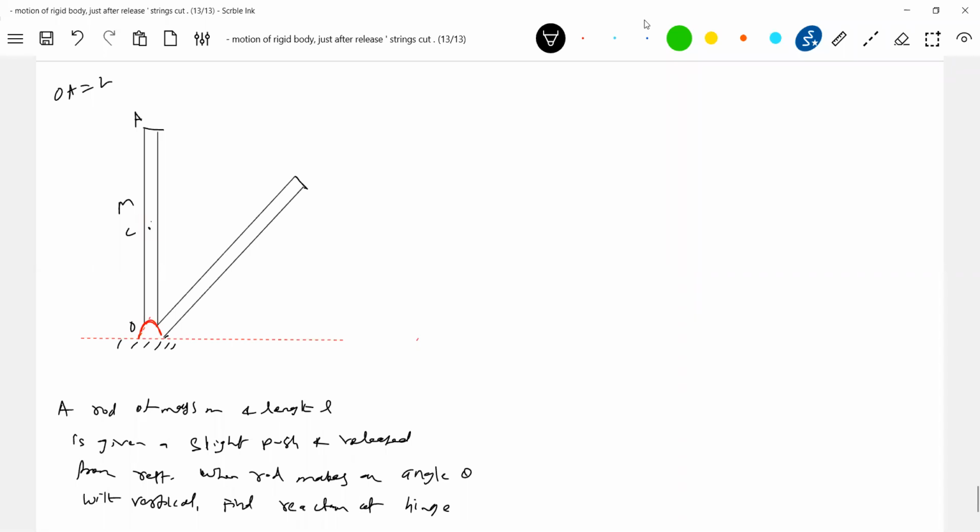The center of mass was earlier here, no? Now it has come here. So it has descended, yes. This is theta, so the center of mass has descended. And because of that, it will have an angular velocity omega. How will the reaction forces be? How do we take the reaction forces?